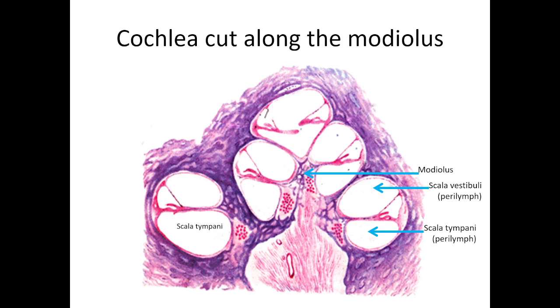Scala tympani, scala vestibuli. And what is this? This arrow, what should we write down? What is it? Helicotrema. The connection between scala vestibuli and scala tympani at the top of the modiolus.